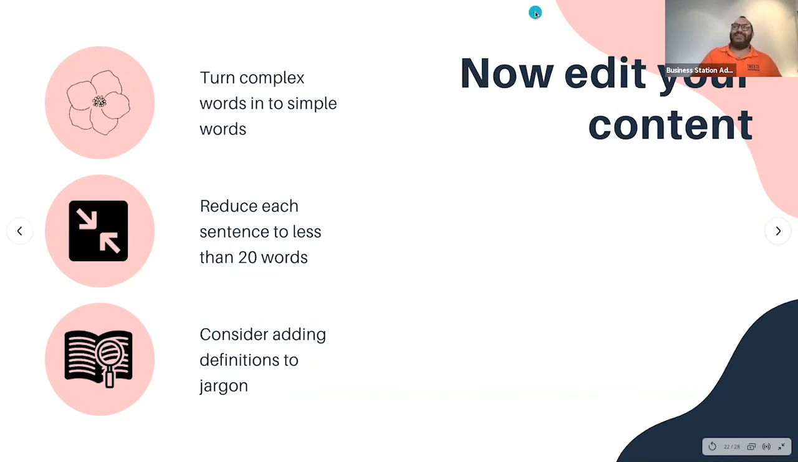Now, when we go to edit the content, we may want to take some words that we've picked up along the way, some corporate speak, or what I like to call wank words. Excuse my French. You might want to turn some of those things into very simple words. Take a very complex structure, with a lot of words thrown in, and reduce it down to very simple explanations. That can include reducing each of your sentences to less than 20 words.